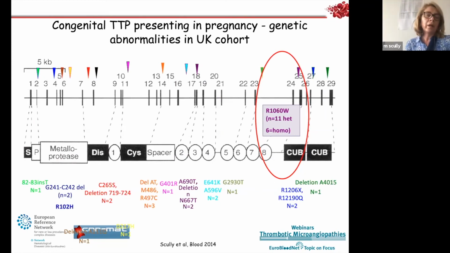Now, we know within the ADAMTS13 gene that there are no specific hotspots with regards to abnormalities in patients with congenital TTP. However, the vast majority of ladies who present in pregnancy have this C-terminal abnormality, R1060W, within exon 24. It is very, very common, not only in the UK, but internationally. And that may be homozygous or compound heterozygous with a gene in any other exomic region.